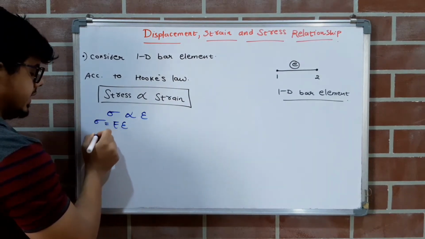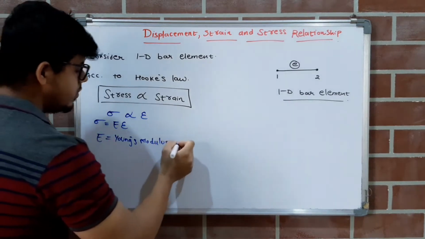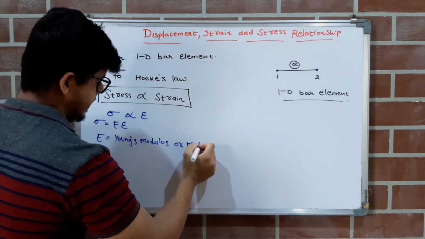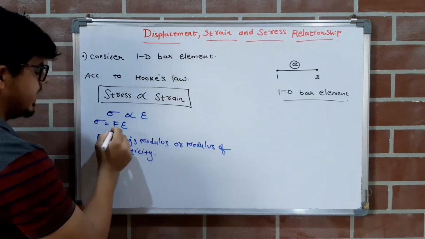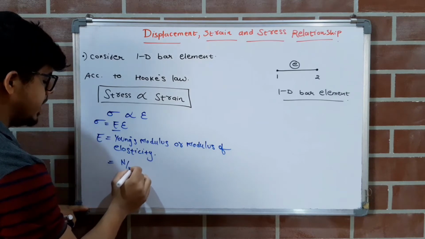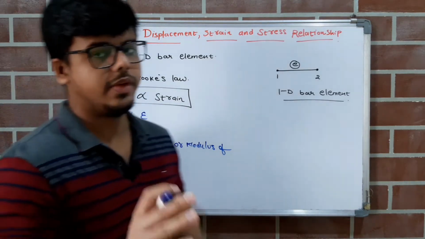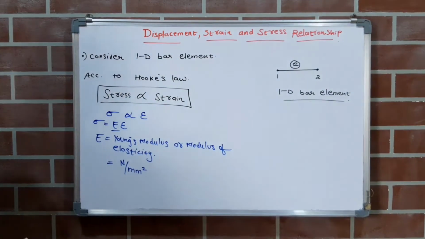Now what is this E? E is nothing but Young's modulus or modulus of elasticity. What is the unit of E? Yes, it is Newton per meter square or mm square. Here we are dealing with the element, so we will consider mm, Newton per mm square.